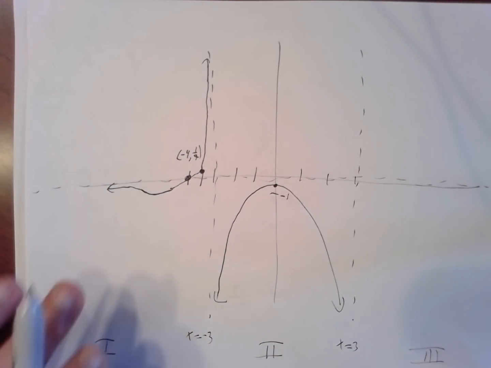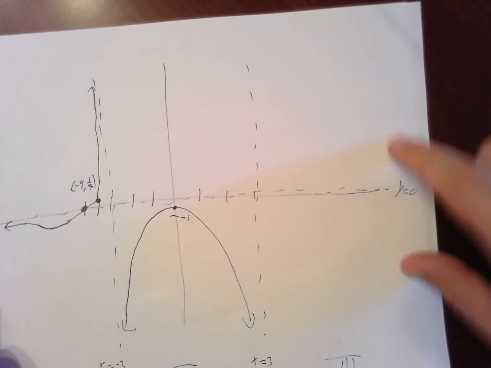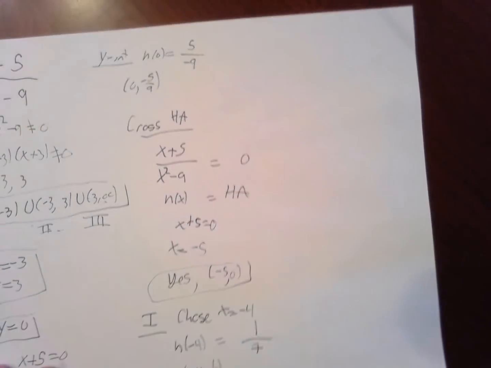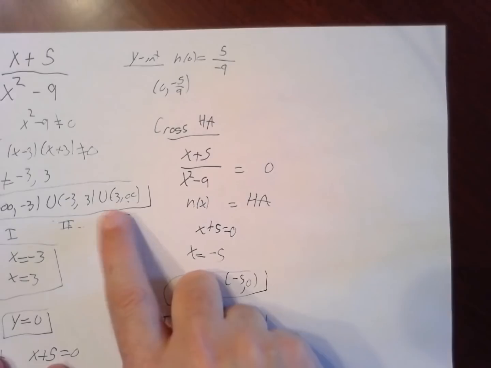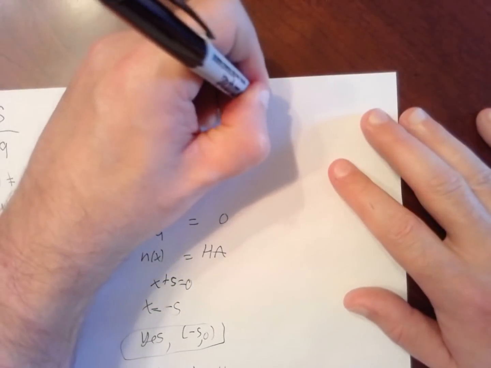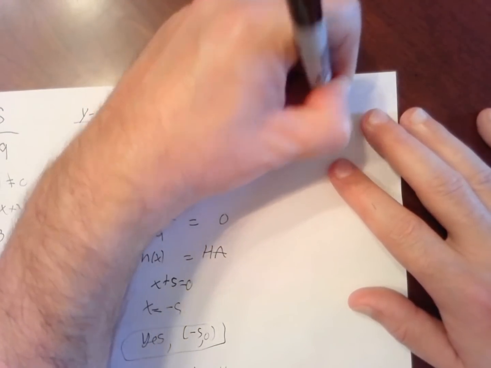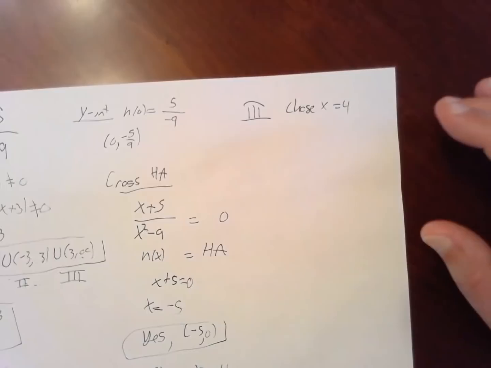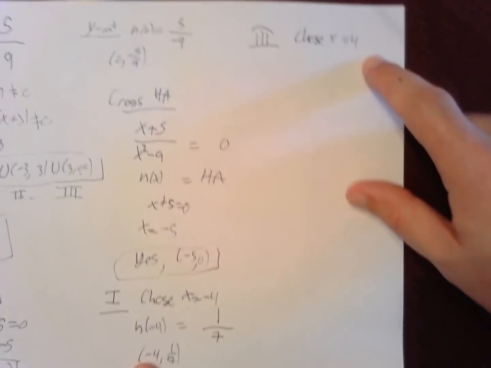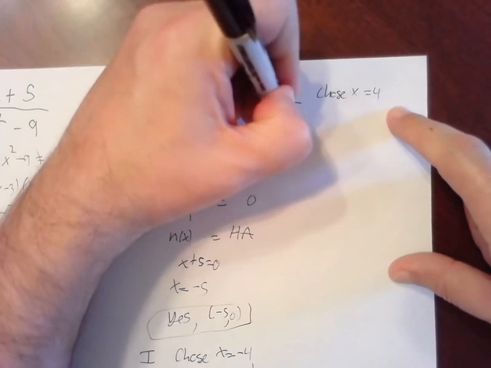Okay, we play the same game over here. We graph a point in this region, in section 3 of my domain. So this is what I'm looking at. Pick an x value here. In section 3, I'm going to choose x equals positive 4. I like the symmetry. I chose negative 4 here, so I'll choose positive 4 here. But I, again, could choose any x value I want.